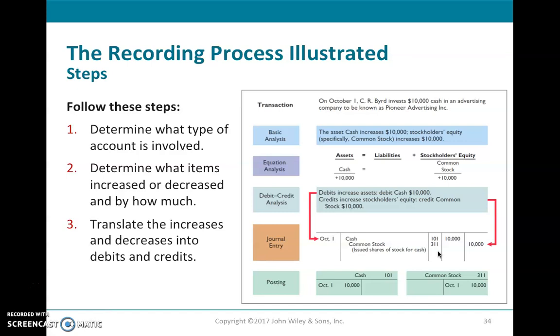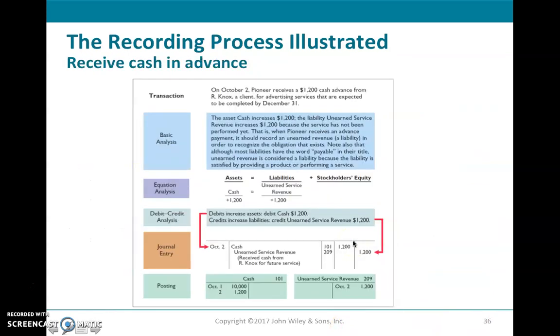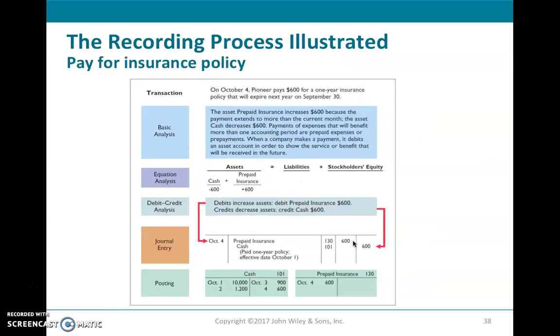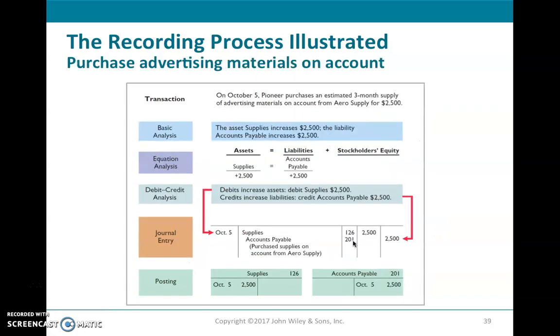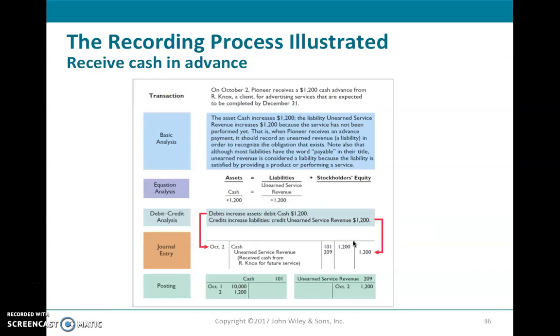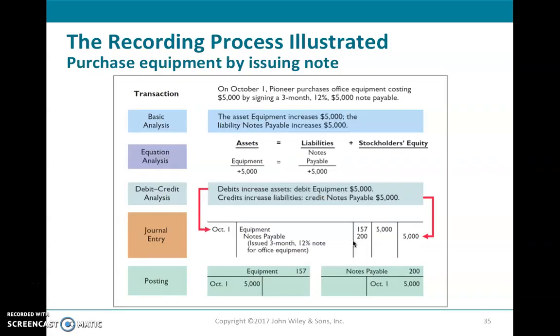Can a transaction have more than 2 accounts affected? Yes. A transaction that has only 2 accounts affected is called a simple entry. A transaction that has more than 2 accounts affected is called a compound entry. So let's go over a compound entry for you. I had one somewhere here. I'll come to it later.